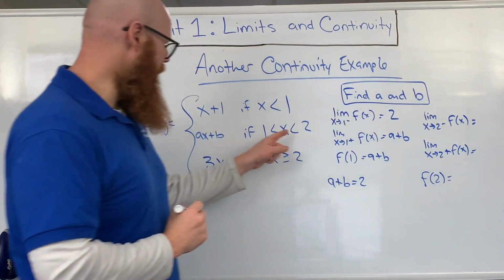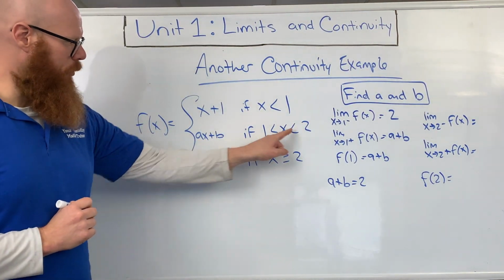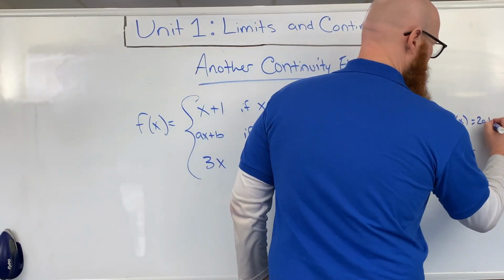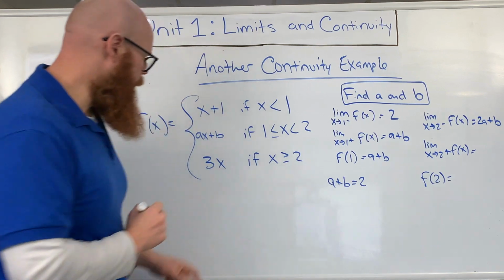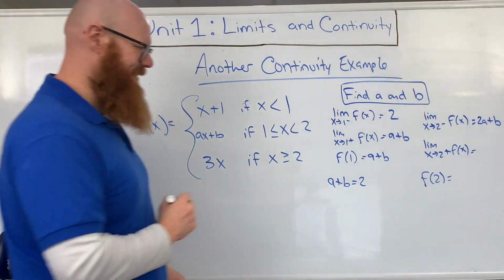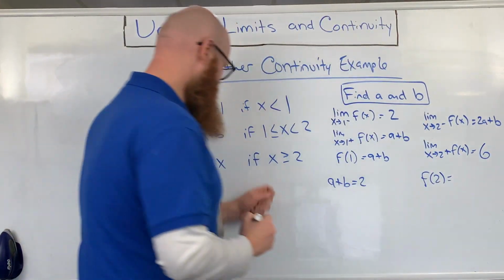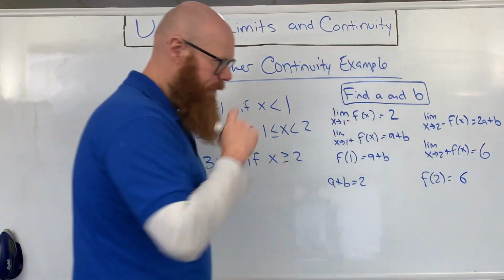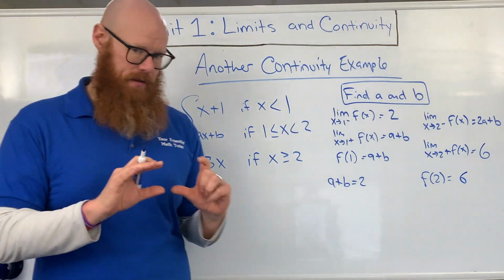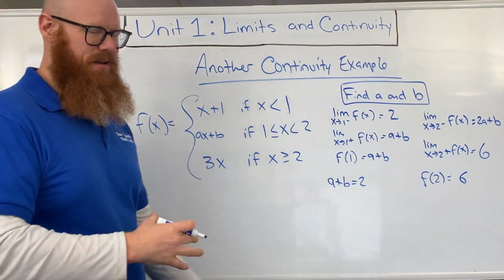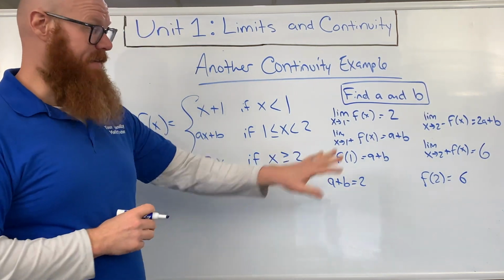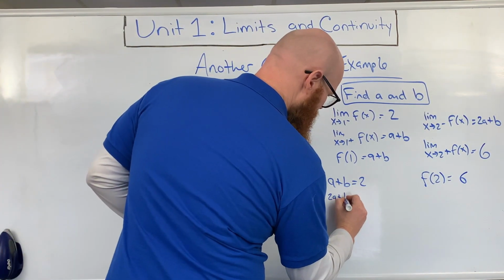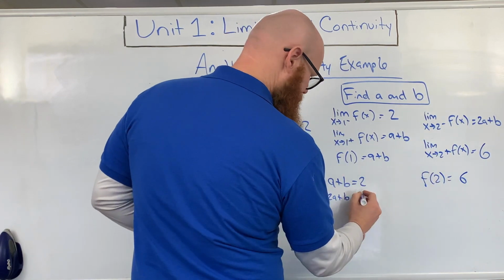Well, 2 from the left, just to the left of 2, would be this piece. So that's 2a plus b. 2 from the right is this piece. That's 6. f of 2 is also this piece, which is 6. Again, we get a repeat. Seems a bit redundant, but again, I just want to make sure that we're doing this correctly, because there will be problems where that is important. All right. So this tells us that 2a plus b must equal 6.